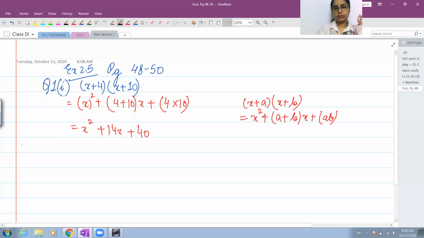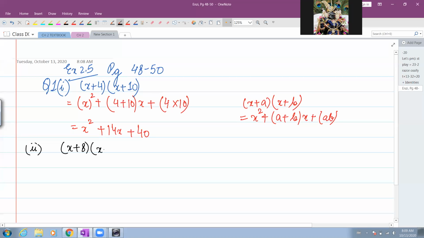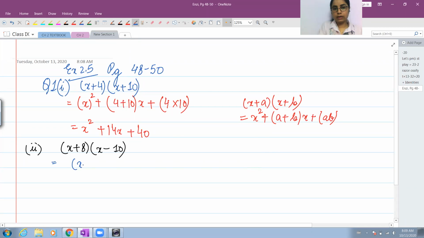This is something you've done last year also, I guess. Yes, ma'am. So be careful when the signs change. This is what I indicated earlier also while we were discussing these. I'm not going to write down the identity the second time because it's the same identity here. So we have the square of the common term plus take your non-common terms and add them. So I've got 8 and minus 10 multiplied with the common term, that's x, and then finally the product of the non-common terms with their signs.